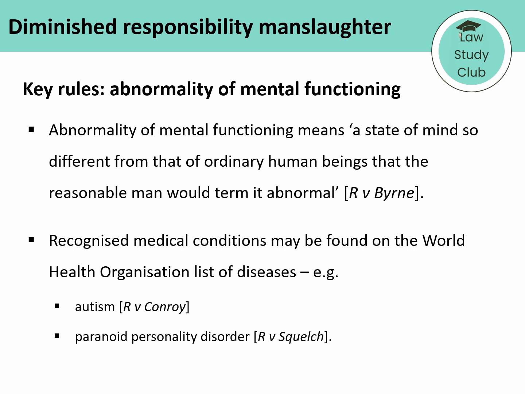Now, the statute also says that that abnormality has to come from a recognised medical condition, which we can find on something like the World Health Organization's list of diseases, known as the ICD. But we also have case law to help us. So we know from R v Conroy that autism is a recognised medical condition, and we know from R v Squelch that paranoid personality disorder is a recognised medical condition.